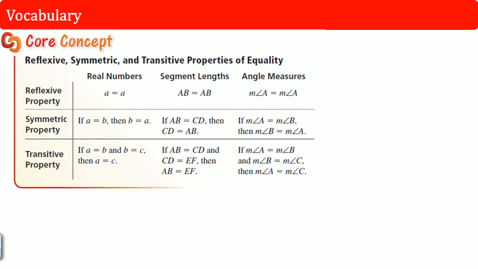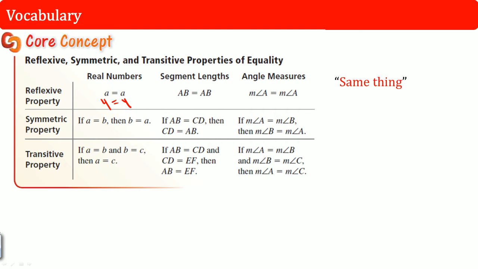Some vocab. In proofs, we use certain properties of equalities. The first one is called the reflexive property. This is if you have a number like a equals a, like 4 equals 4. You could have line segment AB equals line segment AB. An angle measurement is equal to the same angle measurement. So we call the reflexive property the same thing.